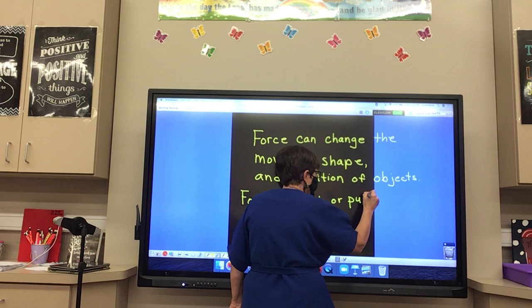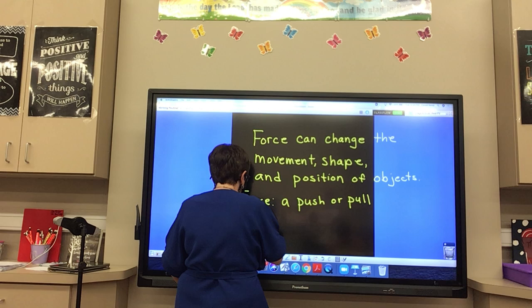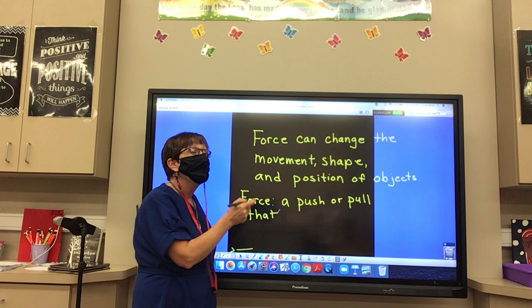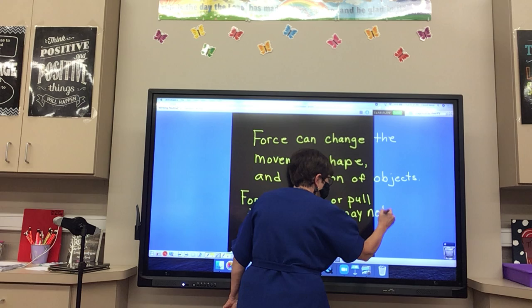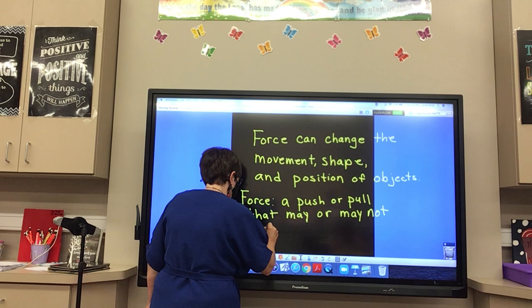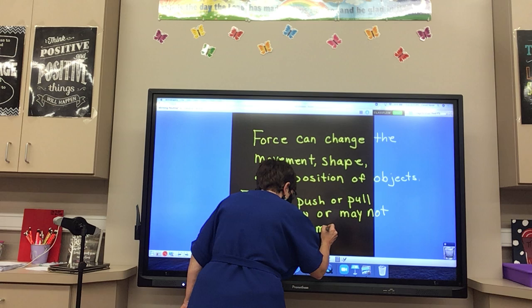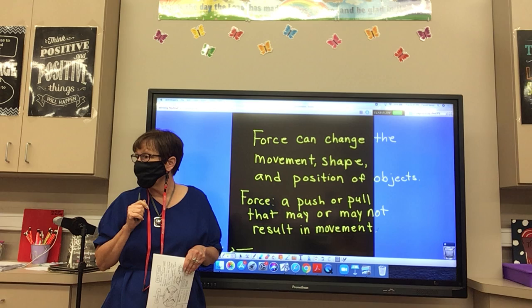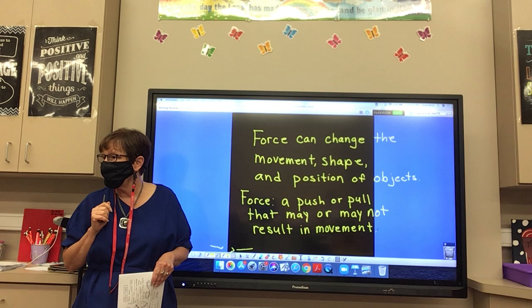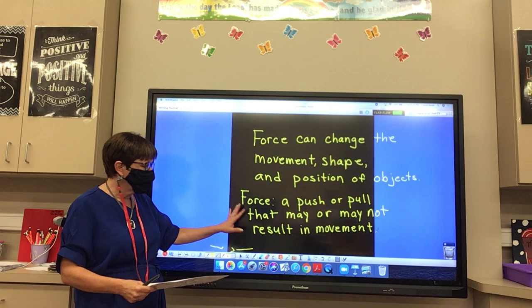Write a push or pull that may or may not result in movement. Because with force, sometimes you can move something and sometimes you don't. So it can result in movement or it may not. Sometimes it does, sometimes it doesn't. So let's all write that there.